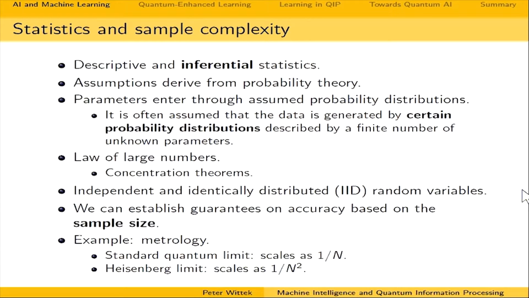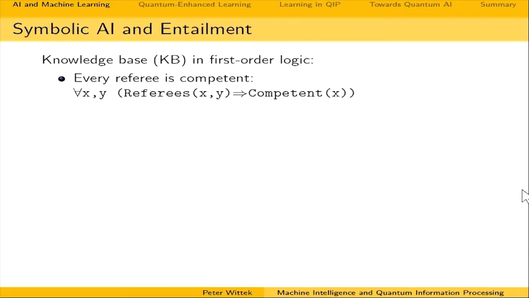Then let's look at AI. So let's look at a very simple knowledge base of first-order logic. Imagine that you are some guy Y who wrote a paper, and you get a referee X. And if this referee X reviews your paper, then we say that he's competent.